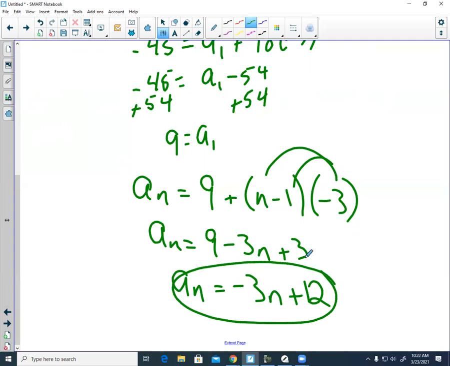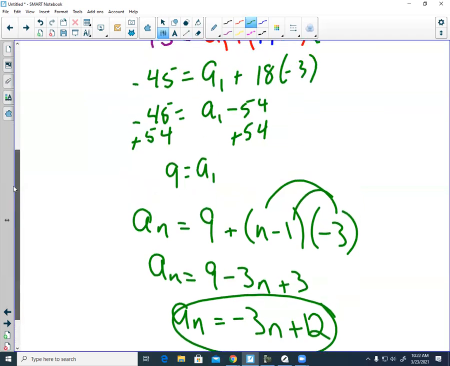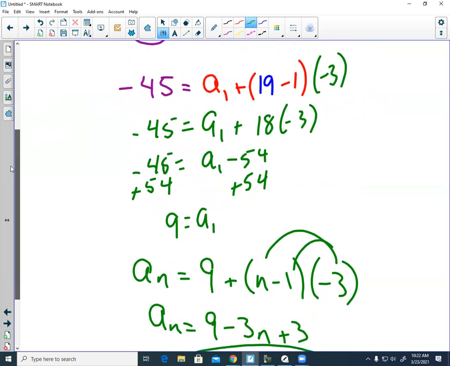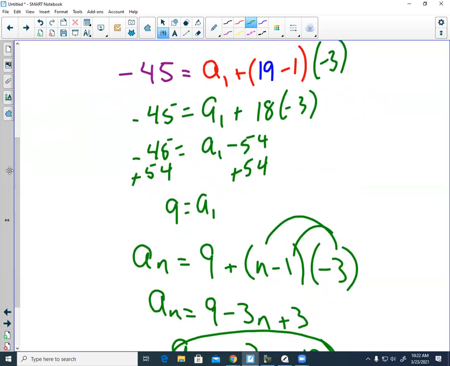Give me a second to stare at it, make sure it makes sense. Okay, yeah. Fair enough? And I'm going to give you guys one to try on your own to see that it makes sense. You good? 19 minus 1. Yeah, you're looking at it as multiplication. You good?